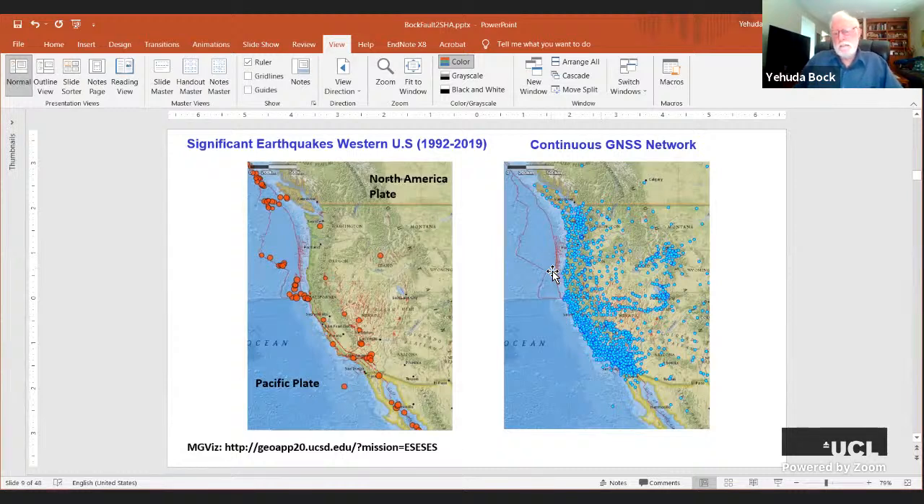On the right, you see the continuous GNSS network that we have now in this area. There are about 1,200 or so stations, a little bit more, operating continuously. Most of these now are providing data in real time at a very high sample rate, like once per second, even greater. Earlier in the talk, I'm going to be talking about solutions that we estimate once a day based on 24 hours of data. Later I'll show some results with these high rate data, which are collected, as I say, once per second.